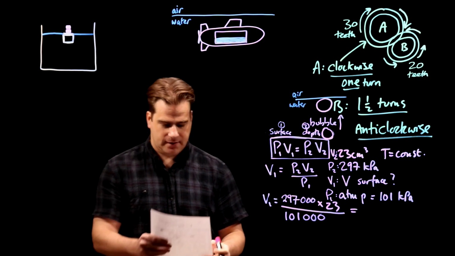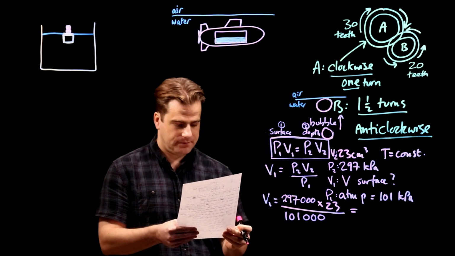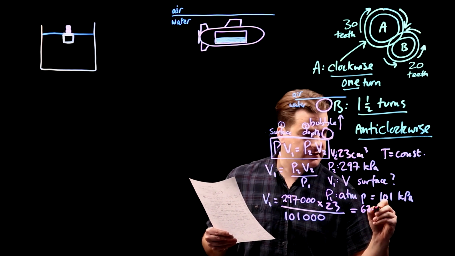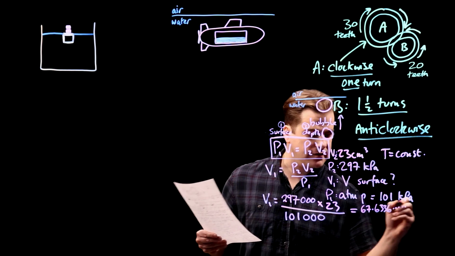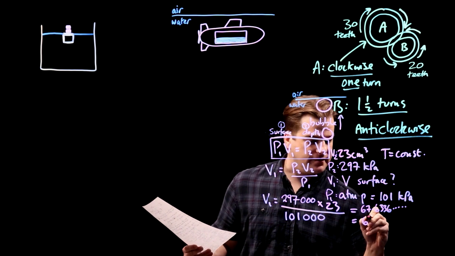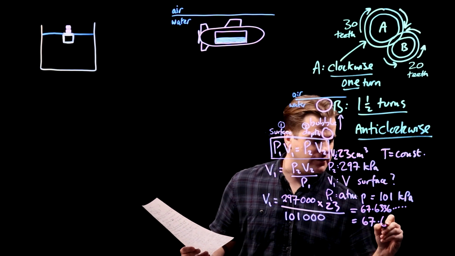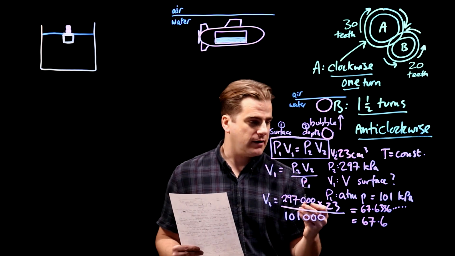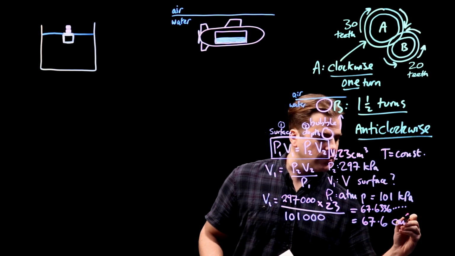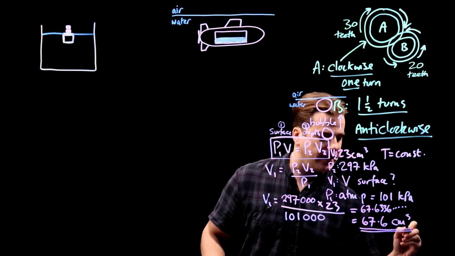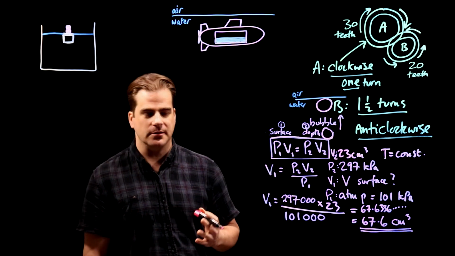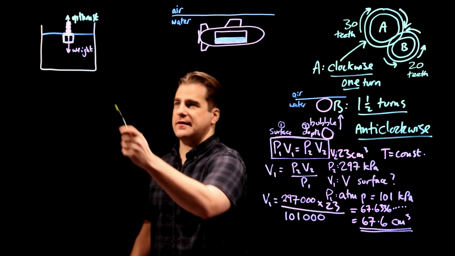Stick that in your calculator and you get 67.6336 something something something. Let's go to 1 decimal place, sensible choice. 67.6 volume, and like I say, we're working in centimetres cubed. Quick check, is it a sensible answer? At depth it was 23, at the surface it's 67. Yeah, seems reasonable. Good. Okay, next bit.